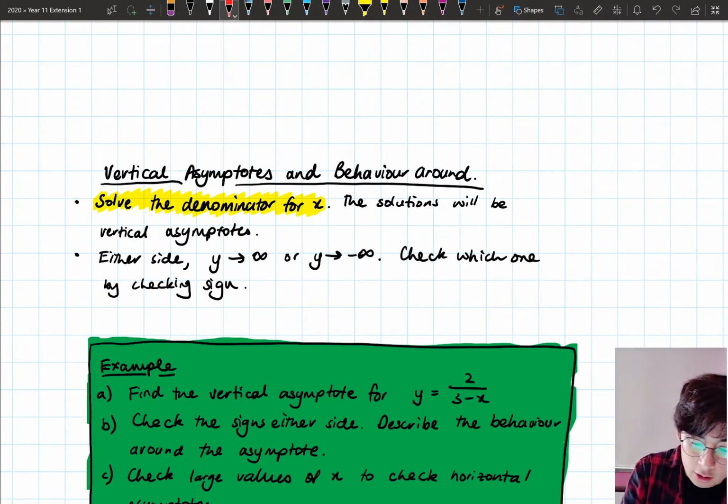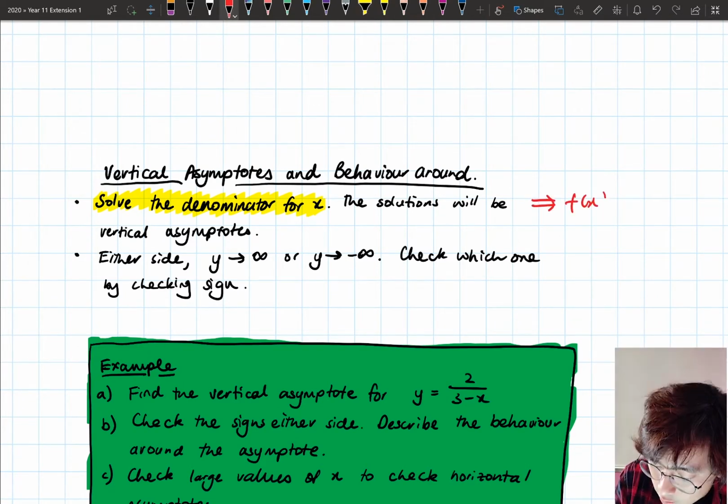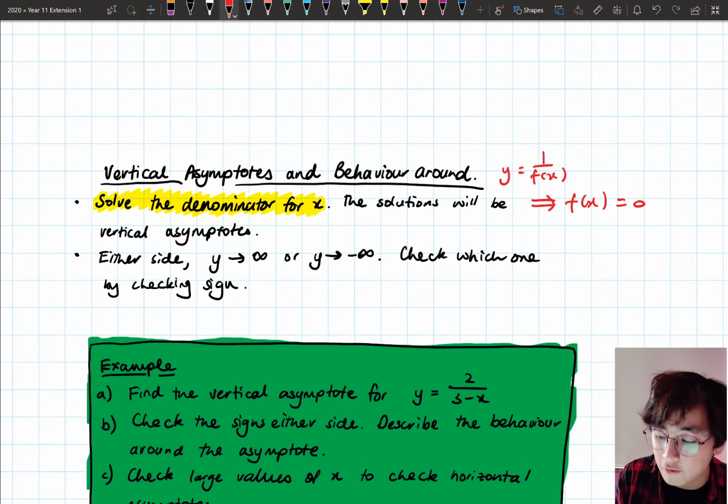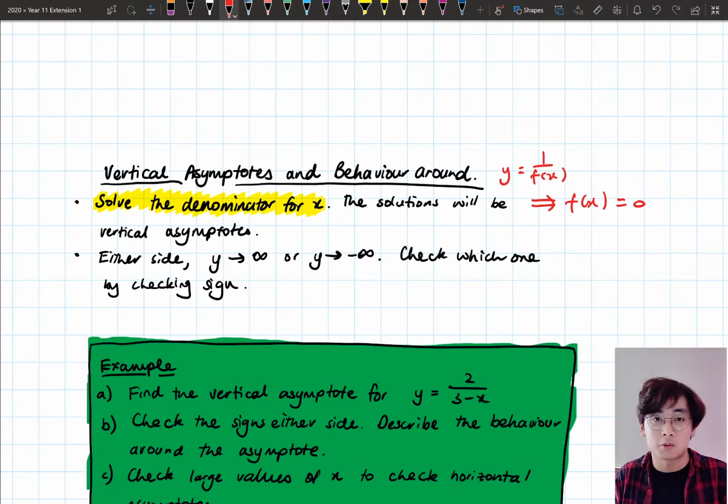So here I'm just going to write f of x is equal to 0. So if we have y is equal to 1 over f of x, then f of x is equal to 0. That's our equation for our asymptotes. Hopefully that makes sense, because if you remember from earlier, when we looked at functions with fractions, when can the function not exist? The function won't exist when the denominator is equal to 0. So the solutions when we solve the denominator for x are going to be our vertical asymptotes.